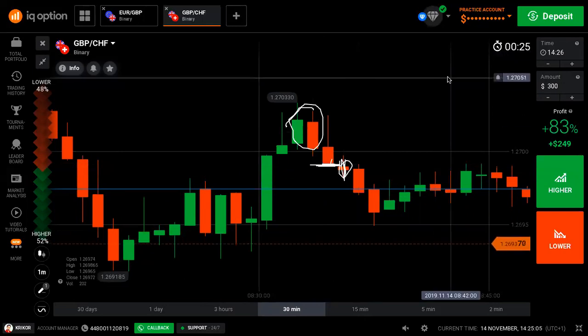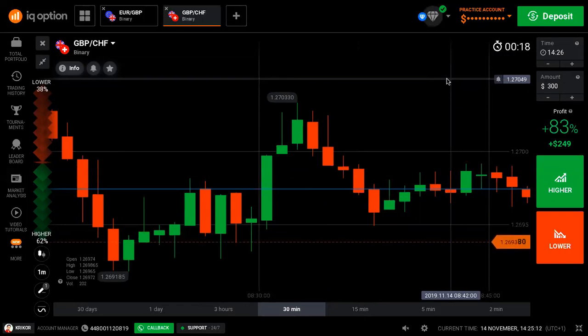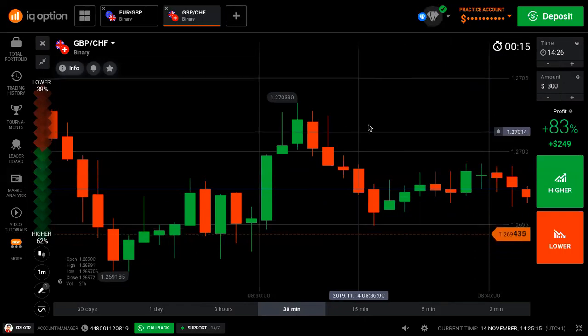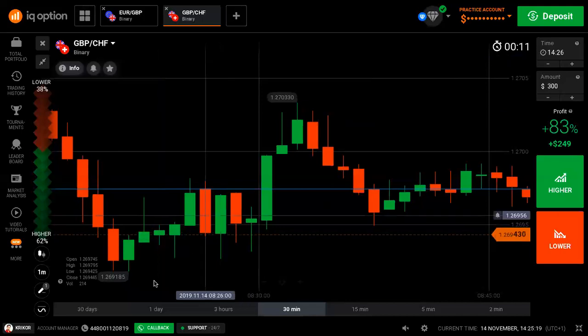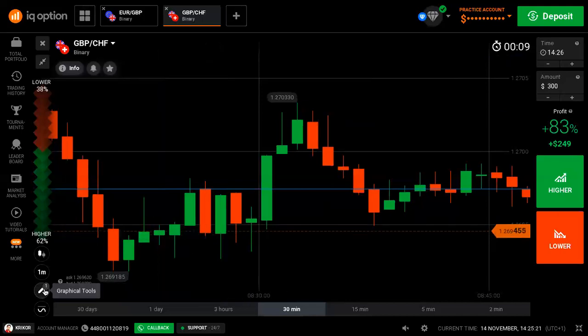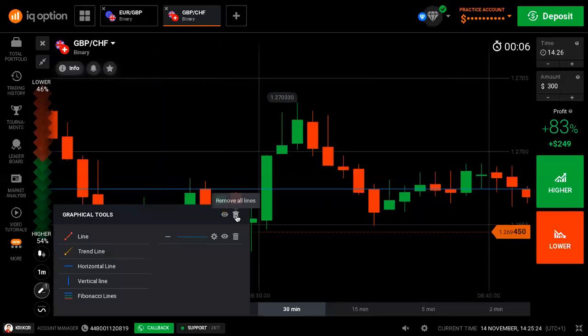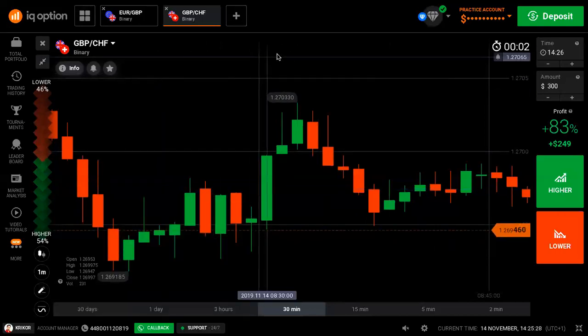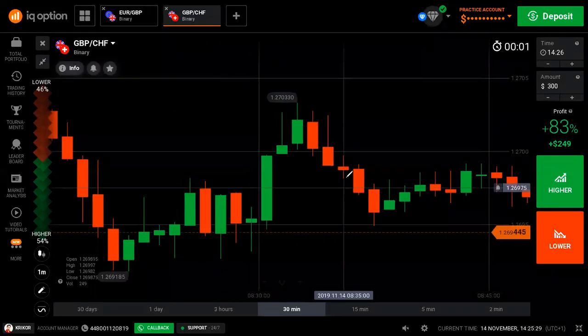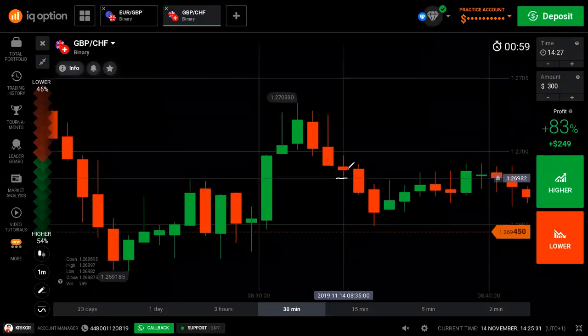Yes, sir. What if the momentum candle is the third one? Look at this. The momentum candle is at the position of a spinning top. What if the momentum candle is the third one, not the second one? What if this candle is the momentum candle?